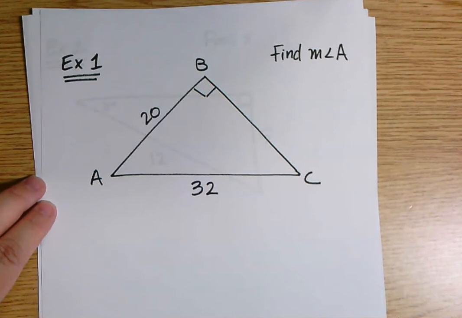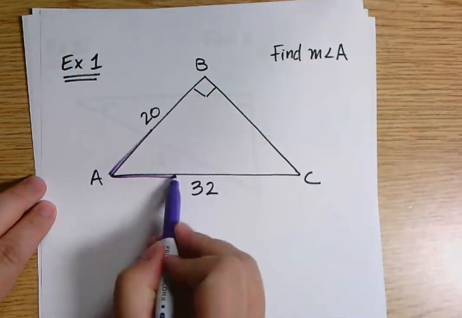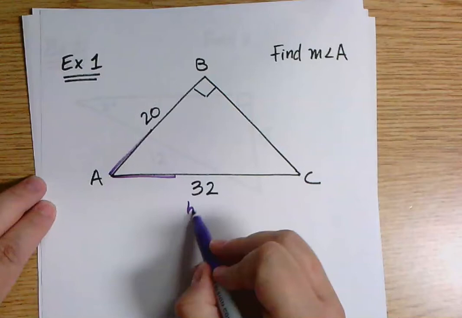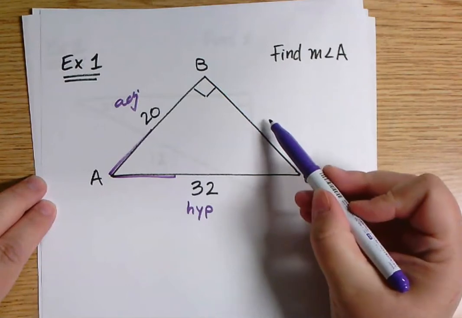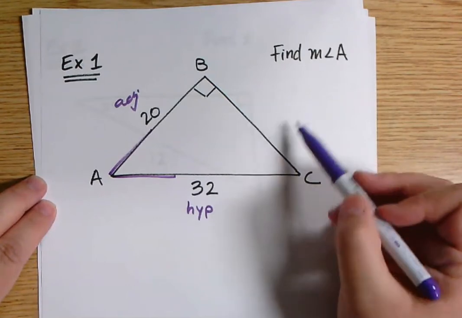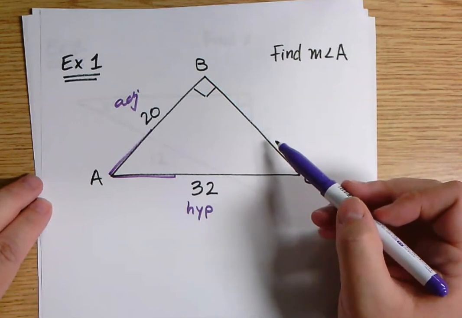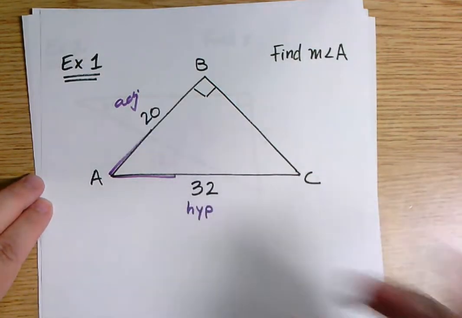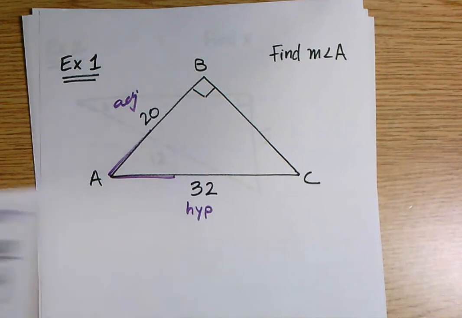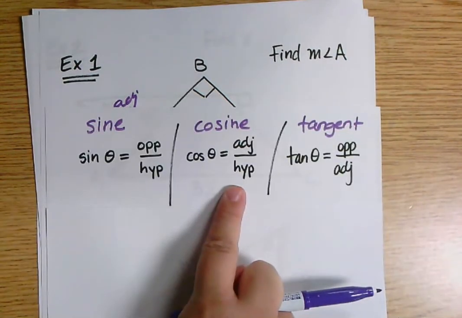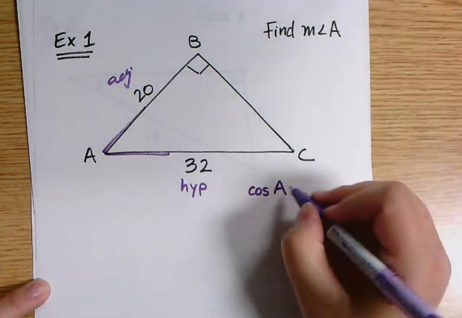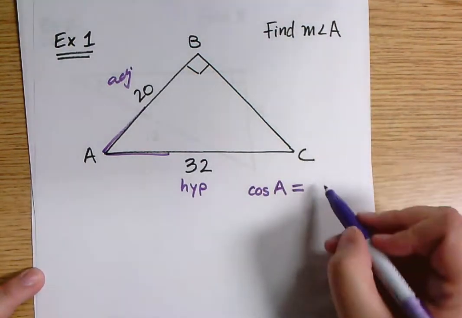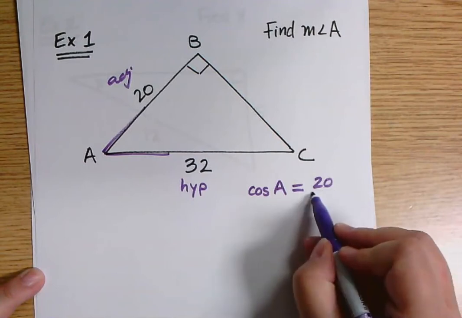So first thing I have to do is figure out what sides I'm working with. Here's the right angle, the hypotenuse. That makes this the adjacent. This would be the opposite. But I don't need this one at all. So I'm just using the adjacent and the hypotenuse. Equation that looks just like this, except has the stuff that I know filled in. Now, I don't know the angle, so when I say cosine of my angle, I'm just going to call it angle A. So cosine of A equals the adjacent, which is 20, over the hypotenuse, which is 32.